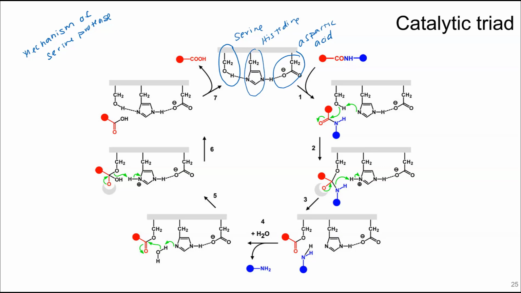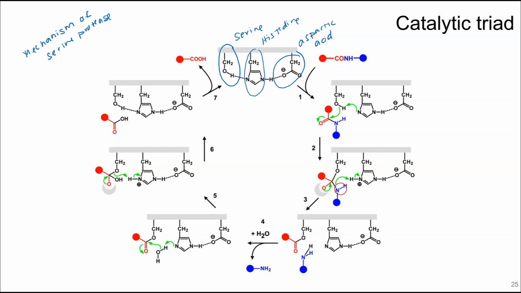And you can look through this mechanism. Again, this is not something that you need to memorize, but at least you have seen it when you go into biochemistry, and it maybe will look familiar then. In the first step here, we have a peptide that can enter into the serine protease. The nitrogen from the histidine can grab that proton from the alcohol in the serine, and this alcohol can then act as a nucleophile and attack the carbonyl of the amide.